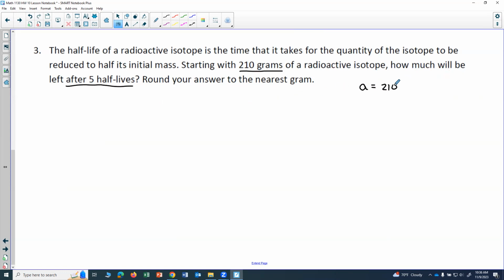So in other words, we're cutting this in half 5 times. So basically, I'm going to have 210 times, I want to cut it in half 5 times. So I'm going to multiply by 1/2 to the 5th power. That would be the same as dividing by 2 5 times. So I'll go ahead and do that in the calculator.